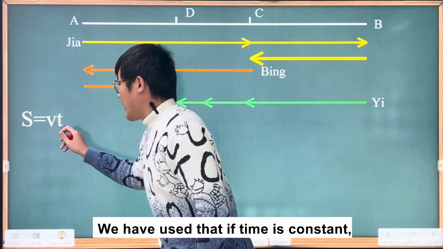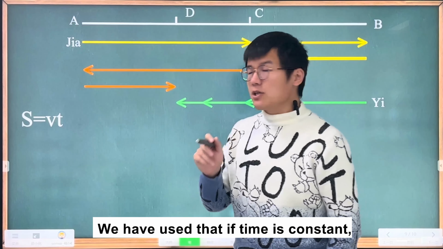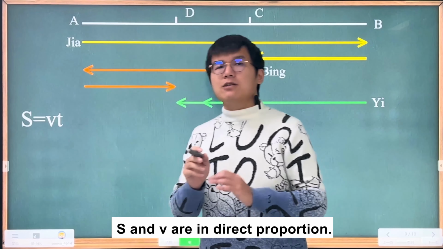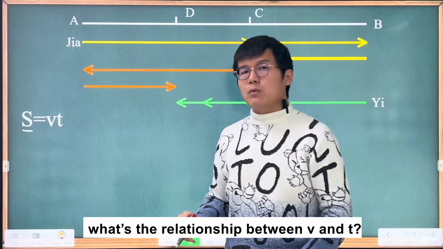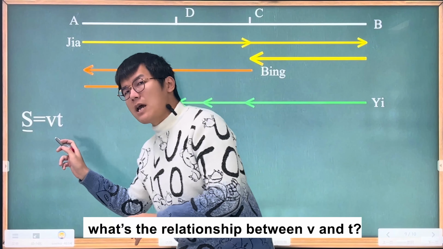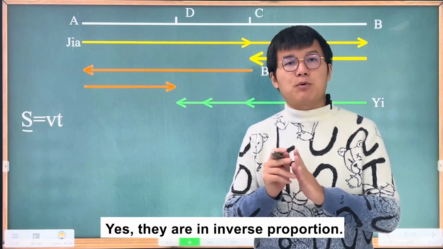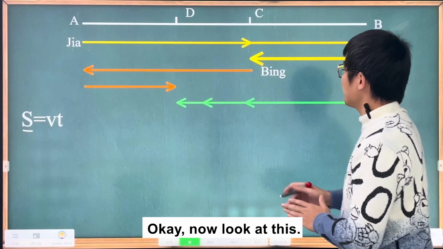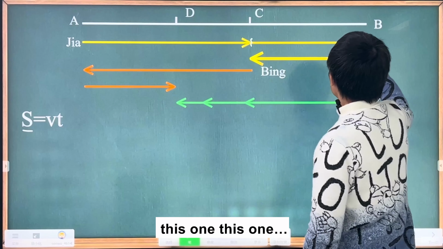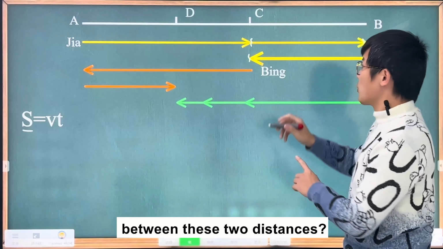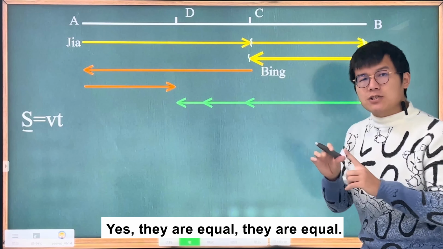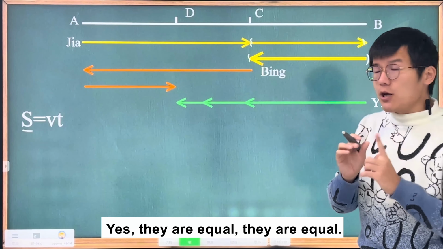We have used that if time is constant, S and V are in direct proportion. But now, if S is constant, what's the relationship between V and T? Yes, they are in inverse proportion. Okay, now look at this. This one, this one, this one, and this one. Now tell me, what's the relationship between these 2 distances? Yes, they are equal.